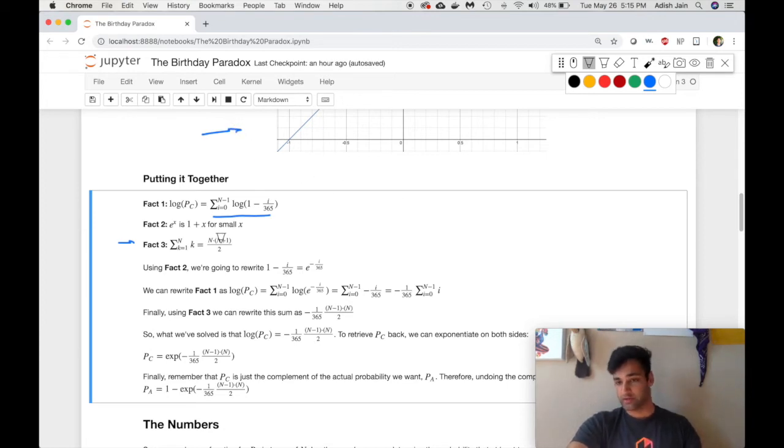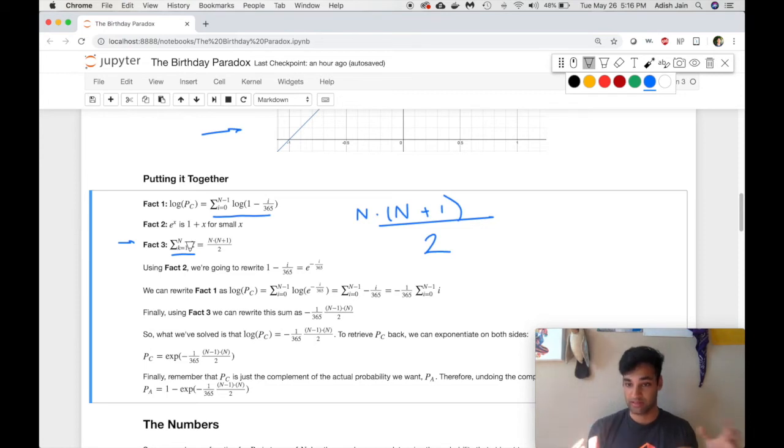This third term is actually just a fact which holds true for the sum of natural numbers. When you take the sum of the first n natural numbers, so 1 plus 2 plus 3 all the way up to n, what that results in is just this term right here, n times n plus 1 over 2. It's when you take the first n natural numbers and take their sum, this is your result. And this is just a useful sum that you should know.